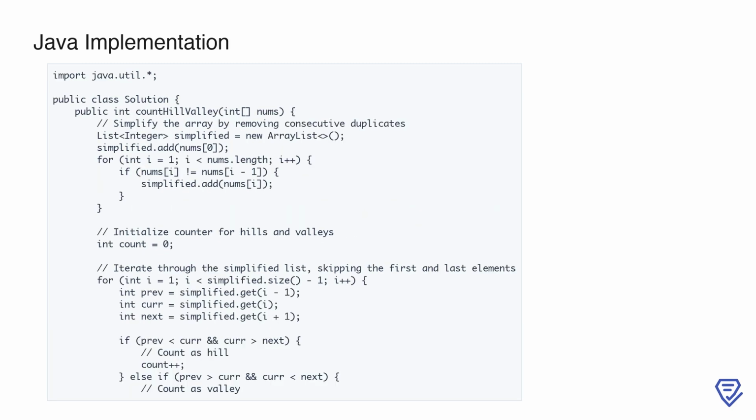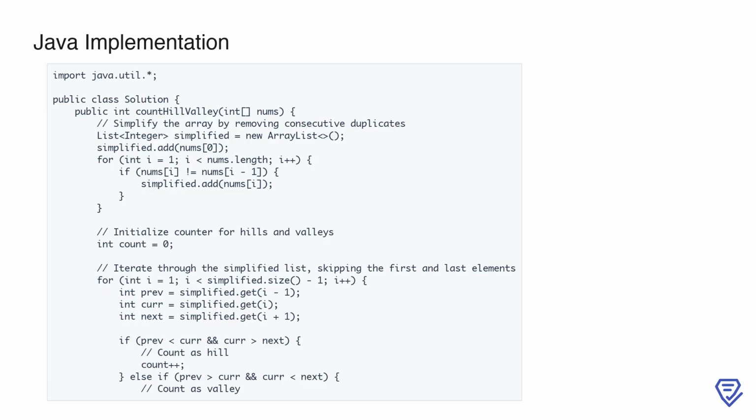Here, we begin by simplifying the input array to make it easier to process. The idea is to remove any consecutive duplicate values, as they don't contribute to identifying hills or valleys. To do this, we use a list called simplified, where we start by adding the first element of the array. Then, we iterate through the rest of the array, checking if the current value is different from the previous one. If it is, we add it to the simplified list. By the end of this loop, we have a condensed version of the input array containing only the distinct changes in elevation. Next, we initialize a counter called count to 0. This will keep track of the total number of hills and valleys we encounter.